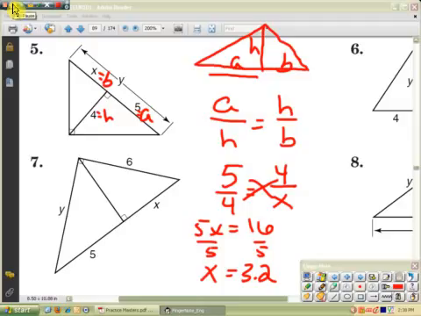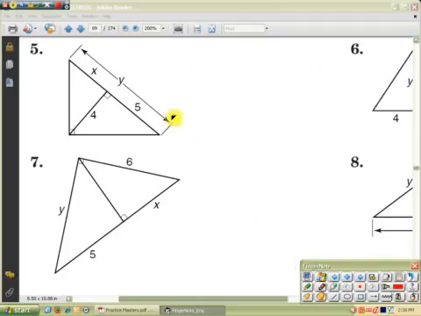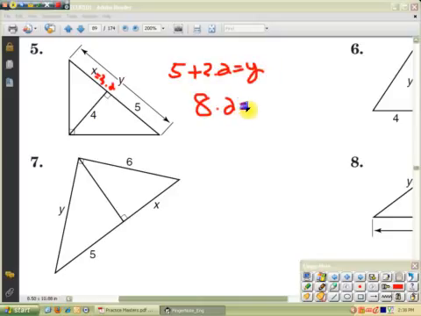Okay, I'm going to move on to number 6 now. Sorry, not moving on to number 6 yet. I've got to find y on number 5. So if I find y, now that I know that x is 3.2, I have 5 plus 3.2 will equal y. So you just add it up. So you're going to have 8.2 for y. So y became a very simple problem after we found the difficult problem in finding x. Okay? Moving on to number 6.